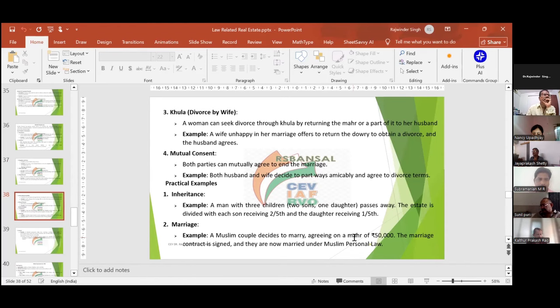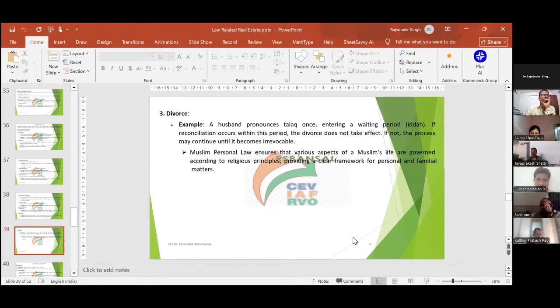For example, as an example for marriage, a Muslim couple decides to marry, agreeing a meher of 50,000. The marriage contract is signed and they are now married under Muslim personal law. And then divorce. A husband pronounces talaq once, entering a waiting period. If reconciliation occurs within this period, divorce does not take effect. If not, the process may continue until it becomes irrevocable.